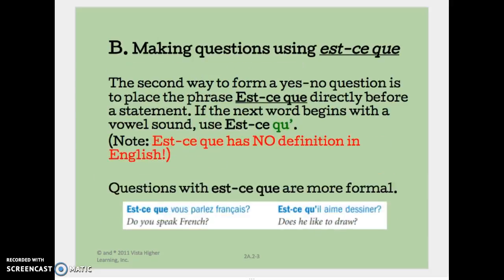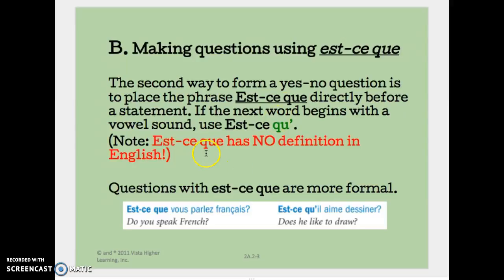Est-ce que is a little bit more formal. And again, the pronunciation of the entire expression is "esca." Nothing more, nothing less. Est-ce que is used directly before any simple French statement, and then it makes this very formal question for you, which is nice when you're speaking to people that you don't know. If the next word begins with a vowel sound, you're going to use est-ce qu'. It's still pronounced "esca," but it's going to be Q-U apostrophe.